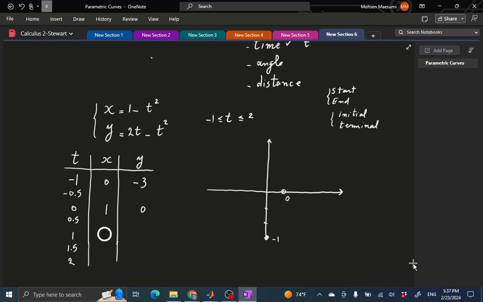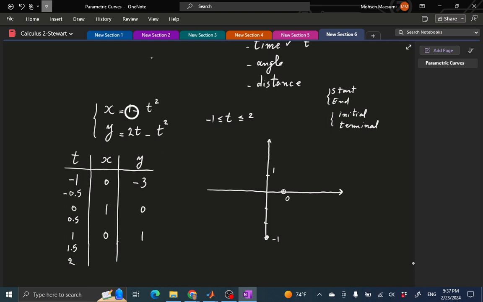At time 1, x has become 0 again, and y, 2 minus 1, is going to be 1. So at time 1, my x is 0 and my y is 1. So I am at this location. At time 2, what happens?